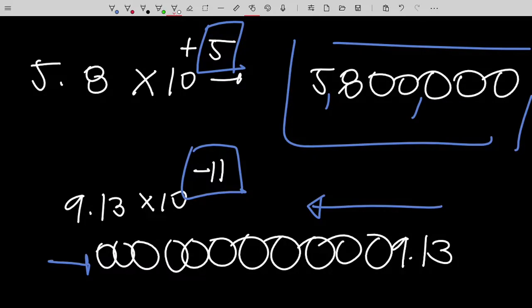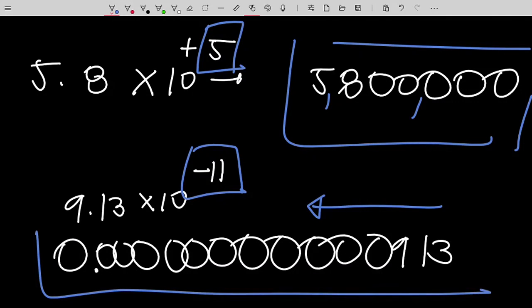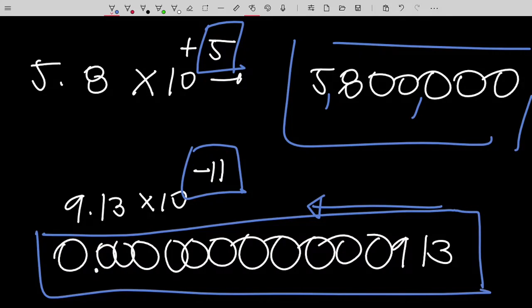The next thing to do is, of course, remove the decimal point. So where should the decimal point be located? The decimal point should be located on the last digit, which is here. When you do that, you should also write another 0 here. So that's it. That will be your final answer, which is 0.000000000913. Okay, that's it. Thank you for watching.